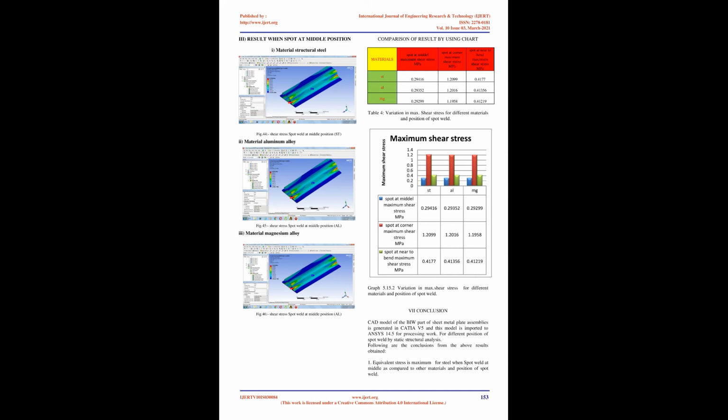Equivalent stresses for sheet metal BIW part. Result when spot at corner. Material structural steel. Material aluminum alloy. Material magnesium alloy. Result when spot weld at near to bend. Material structural steel. Material aluminum alloy. Material magnesium alloy. Result when spot at middle position.